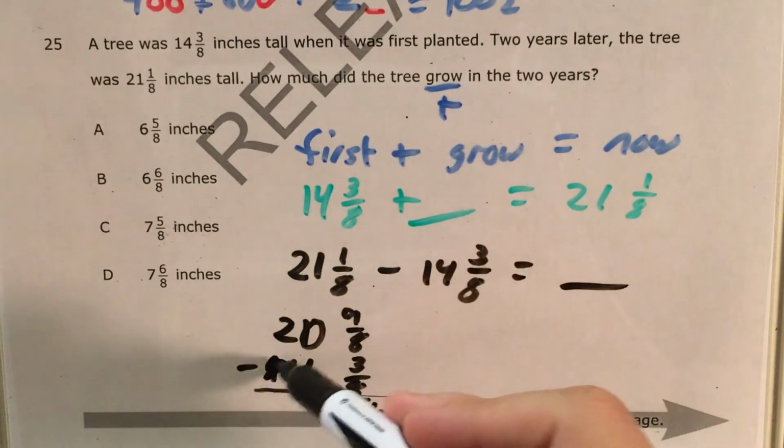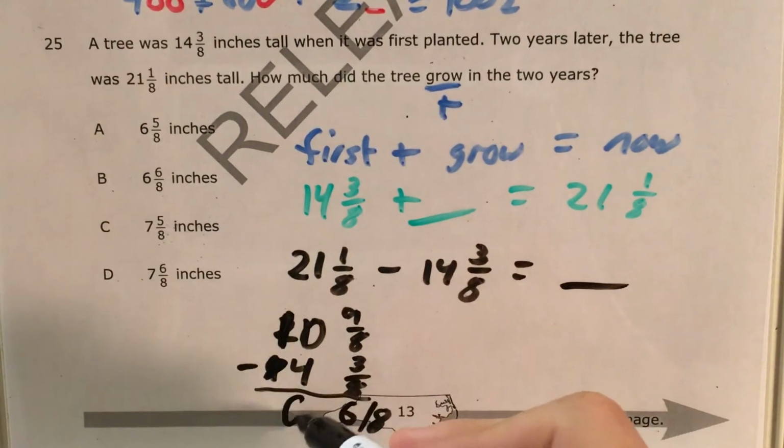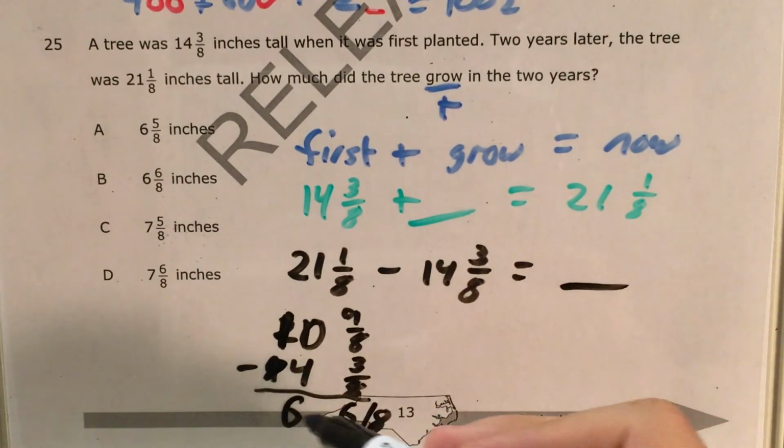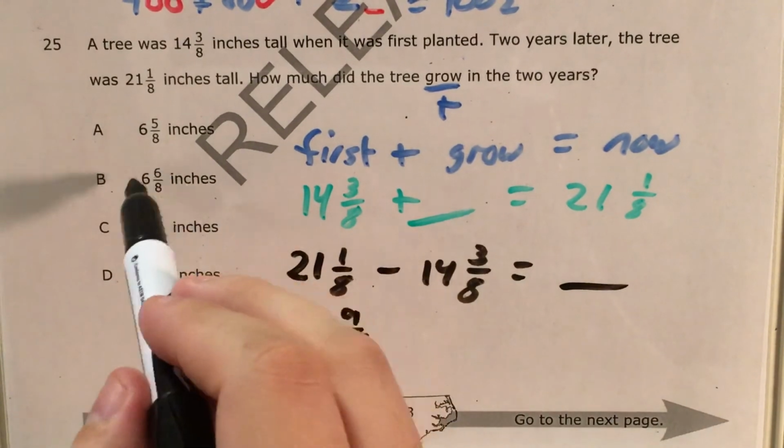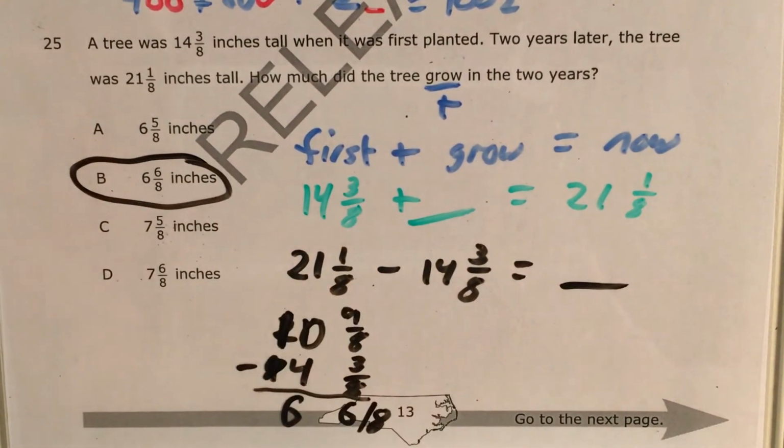So now all I have to do is subtract 14 from 20. 20 minus 10 is 10. 10 minus 4 is just going to give us 6. So I'm looking for 6 6/8, which matches answer choice B.